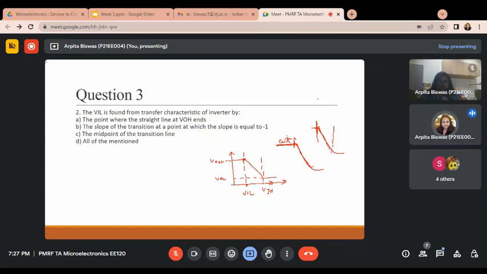So at that point, what is the slope? Minus 1, madam. If you calculate, yes, the slope is minus 1. So option B will be the right answer. Now it is clear? Why option B? Why not option A?